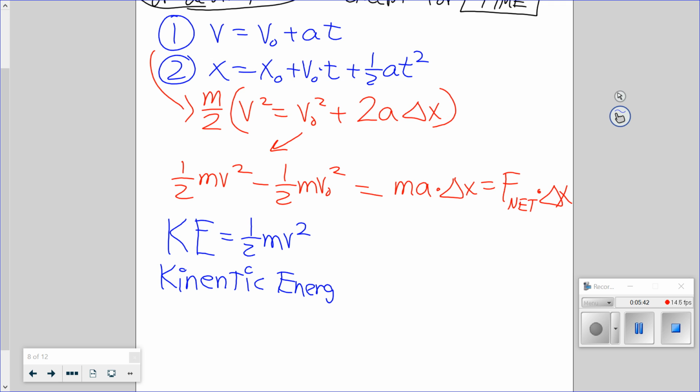Kinetic energy, 1/2 mv squared. It's kind of like the mv squared over r, and it's mv squared over 2. We don't need r. We'll get to energy in a circle later. That's a couple chapters down the road. We'll combine them. Then you'll really start to pull your hair out. But for now, it's fine.